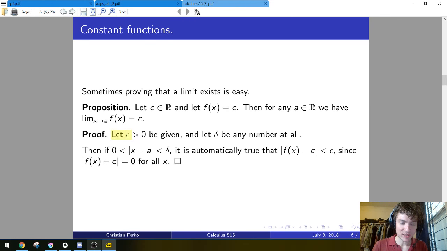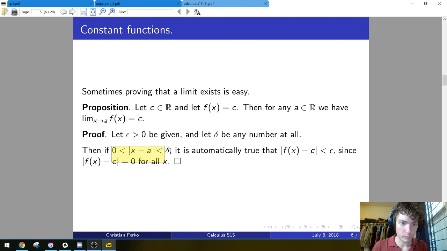You always need to show that given any epsilon you can find a delta. So we start by saying let epsilon greater than 0 be given. And now you can let delta be any number whatsoever. If you want to be specific, you could choose delta equals epsilon if you want. It doesn't matter. The reason it doesn't matter is that we need to show that if x is within a distance delta of a, but not equal to a, then f of x is within a distance epsilon of c. That's what we need to prove.